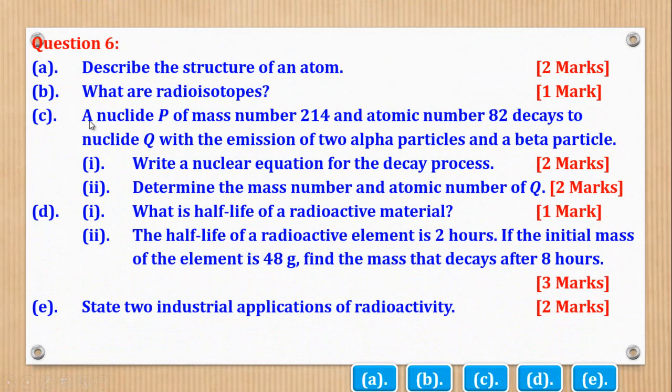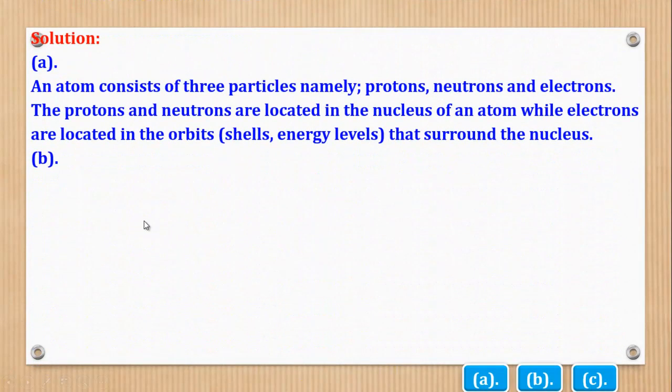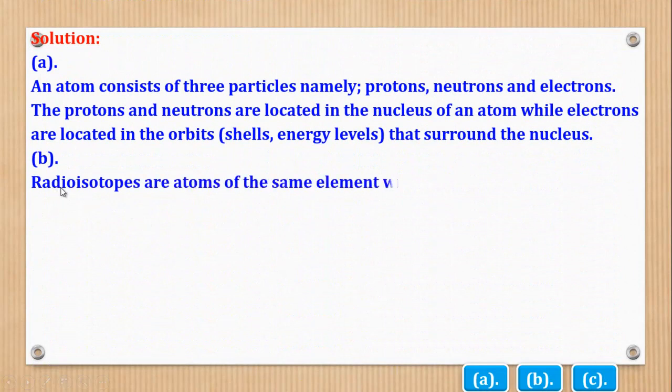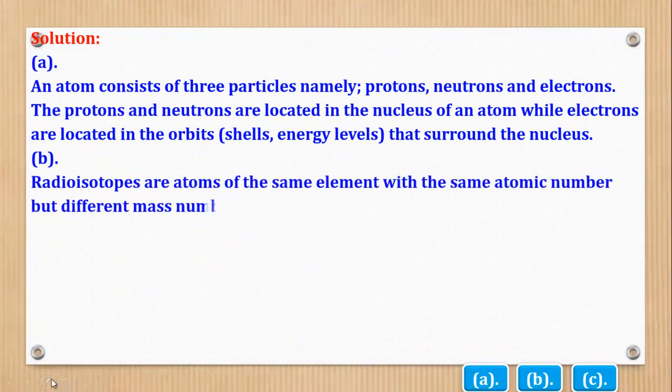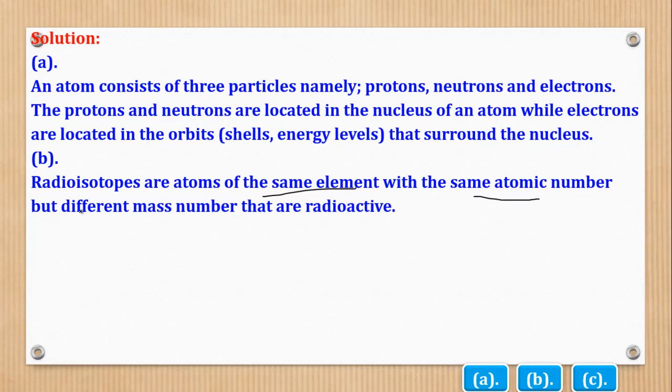Then part B, what are radioisotopes? So radioisotopes are atoms of the same element with the same atomic number but different mass number that are radioactive. So this word is needed. Why? Because if you just stop here, it means they are isotopes, but they said radioisotopes.